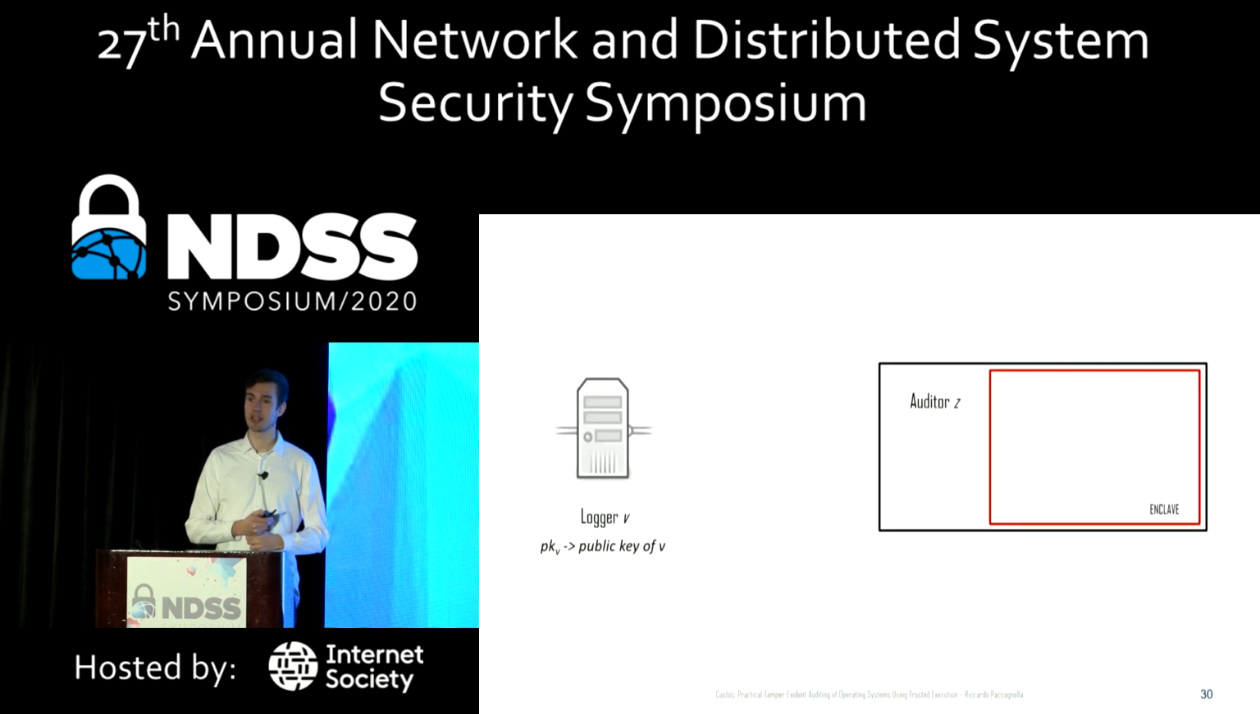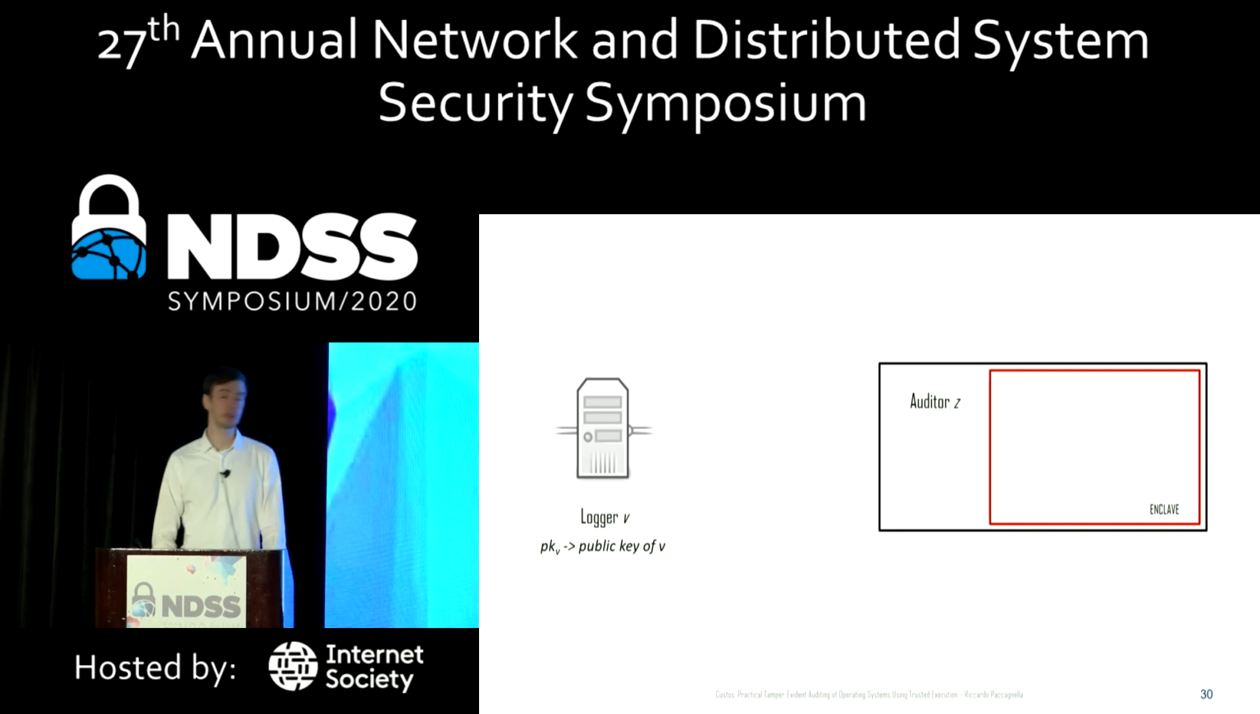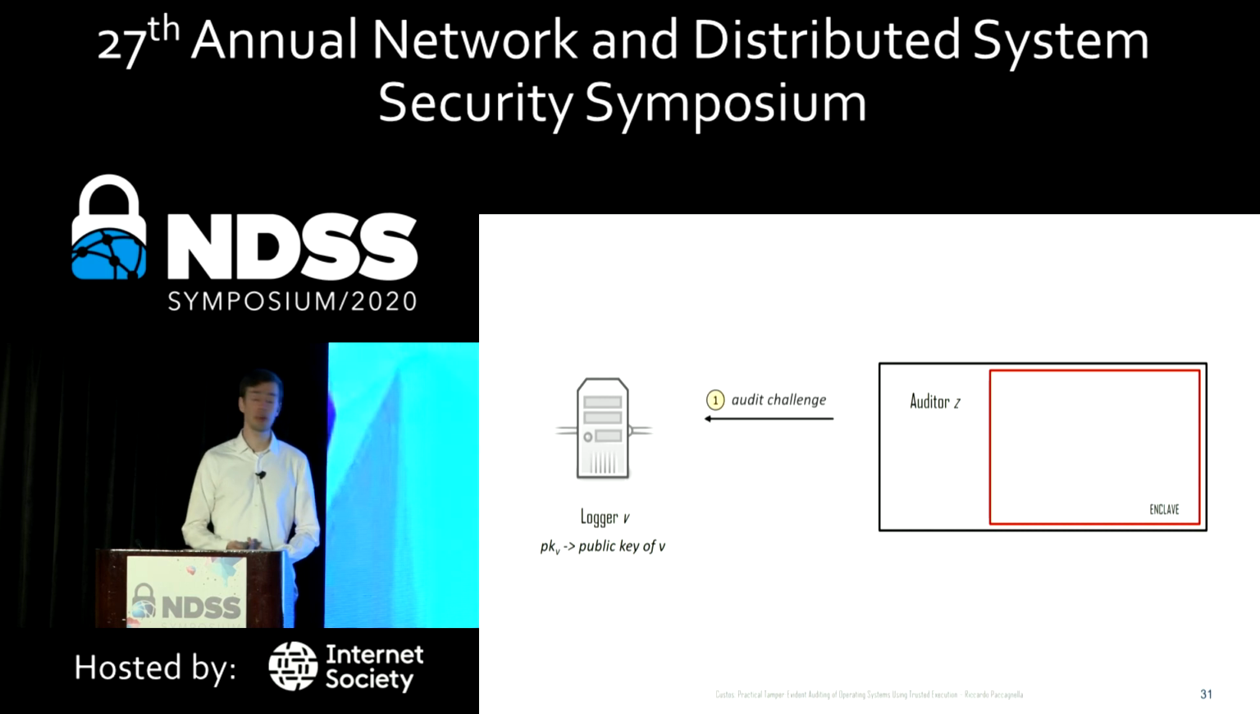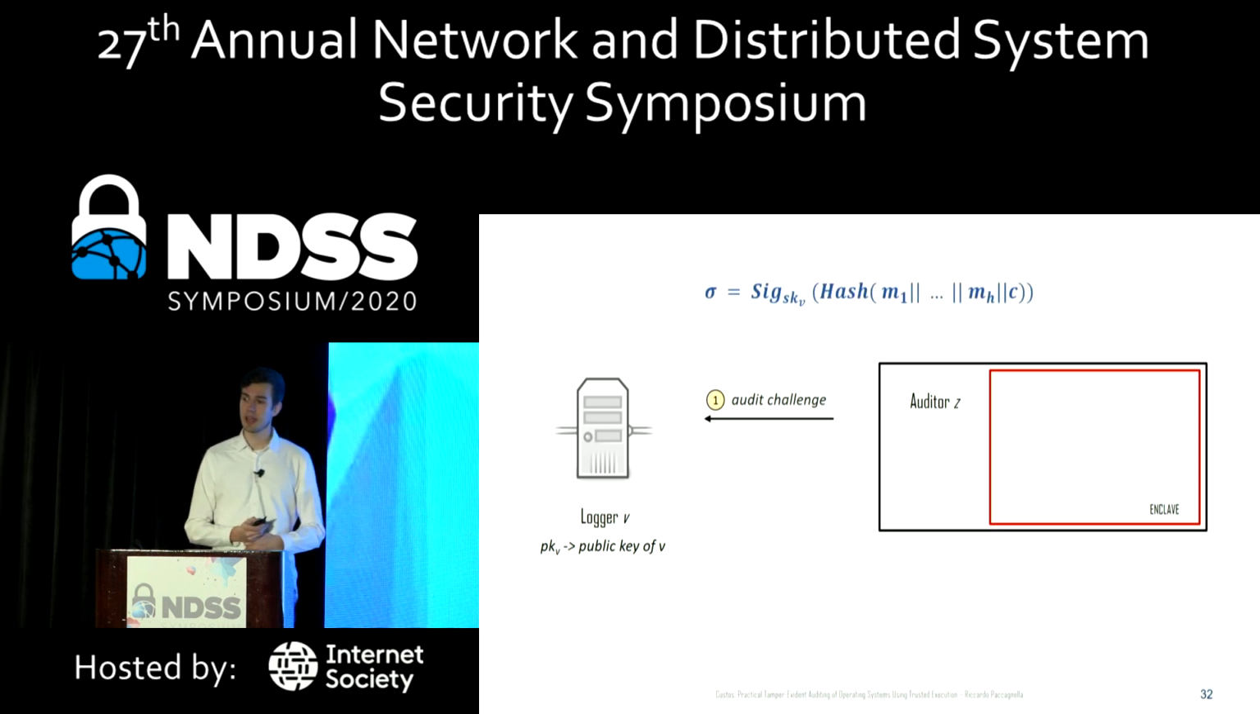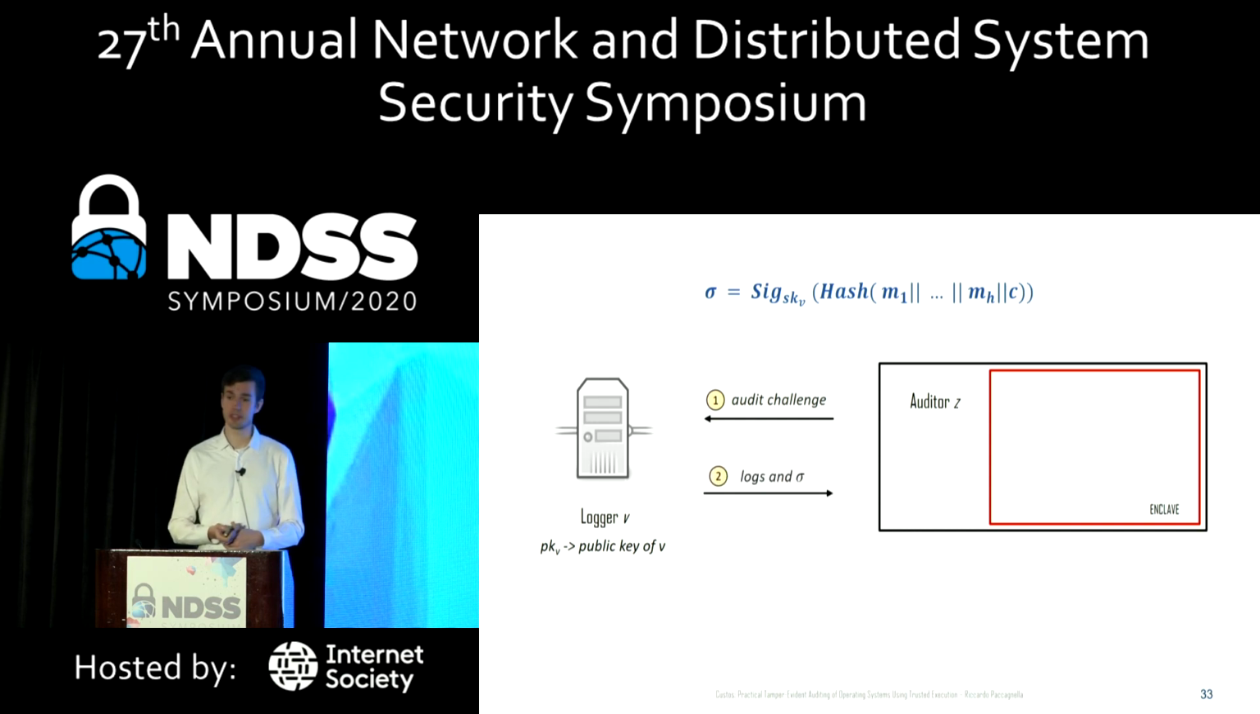And here's how it looks like. Let's assume we have an auditor Z that at some point in time decides to request proofs and logs from logger V, whose public key is known. Z will generate an audit challenge by sending a request to the logger V. And logger V, as we saw earlier, will generate a proof using the scheme that we saw earlier, and then send this proof together with the logs to the auditor Z.